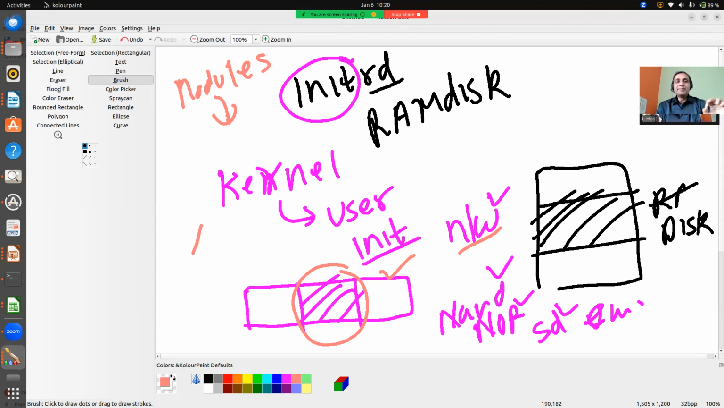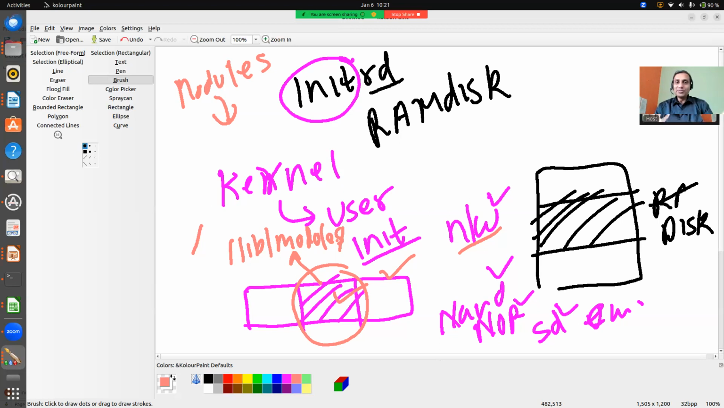Typically, you place your modules in the root file system. Inside the root file system, I have lib modules, and this is where all the drivers, all the kernel modules, will be placed. But now the problem is, in order to get these modules, you need the root file system to be up. But even to mount the root file system, you need the driver. So do you see there is a circular dependency over here?